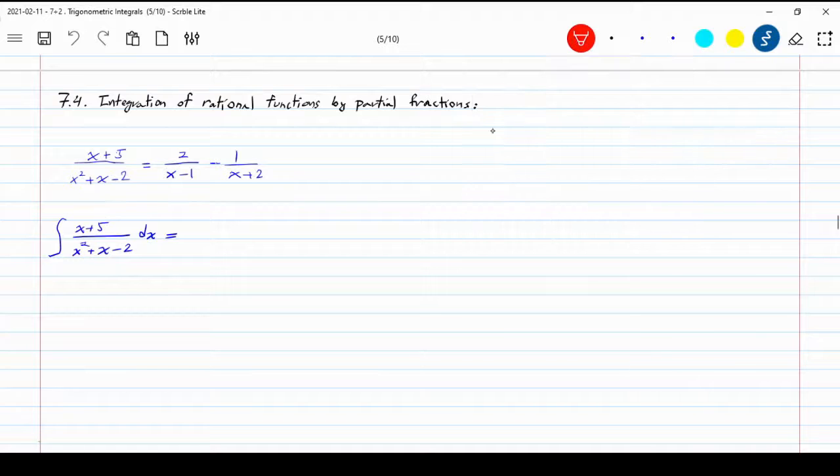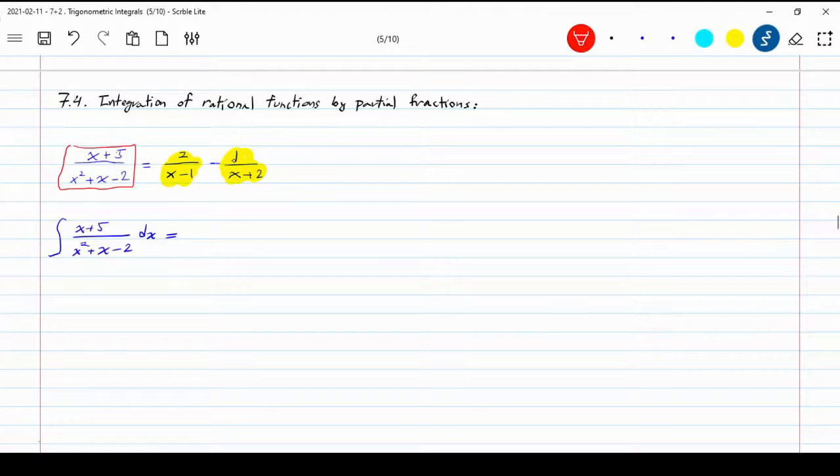What is the idea of partial fractions? Let's say you're given a fraction like x plus 5 divided by x squared plus x minus 2. You can try to rewrite this as a sum of two simpler fractions, something like 2 over x minus 1 minus 1 over x plus 2. If we could write it this way in terms of simpler fractions, then calculating the integral of each of these fractions would be much easier than calculating the integral of the fraction with the quadratic in the denominator. Not always possible, but if it is possible, then it makes our job much easier.